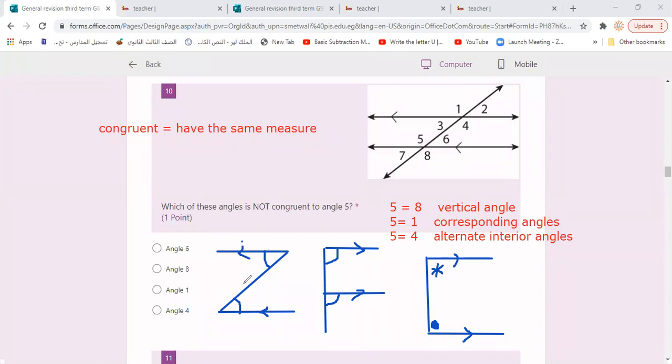So once we have two parallel lines, we have alternate interior angles, corresponding angles, and same side interior angles, which should be supplementary. Does anyone want to ask a question? No, thank you. If I put angle 2 equal to 50, could anyone tell me the measure of angle 7?